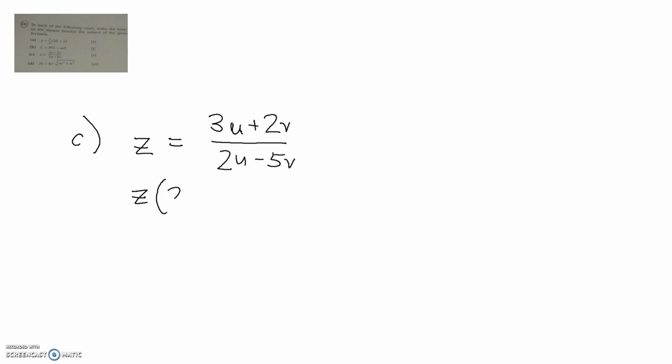Okay, now moving on to 10C. So for 10C, the question we have is Z equals to 3U plus 2V divided by 2U minus 5V. And we want to make V the subject of the formula. So since we have 2u minus 5v as the denominator here, we can multiply throughout by 2u minus 5v. So we have z multiplied by 2u minus 5v.